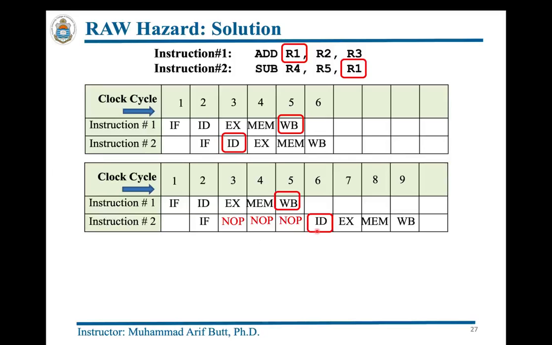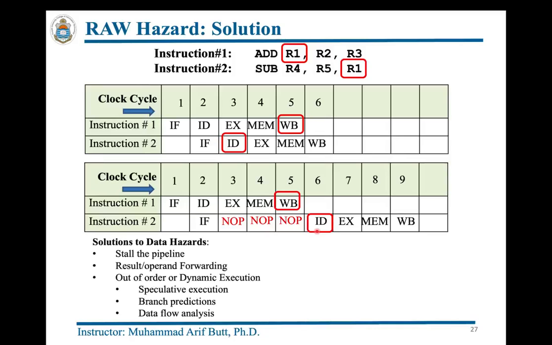Well, dear students, stalling the pipeline is a solution, but it increases the pipeline latency. In your computer architecture course, you will study other better solutions like operand forwarding, out of order or dynamic execution, which includes techniques like speculative execution, branch prediction, and data flow analysis.